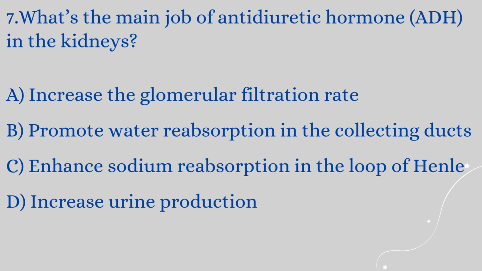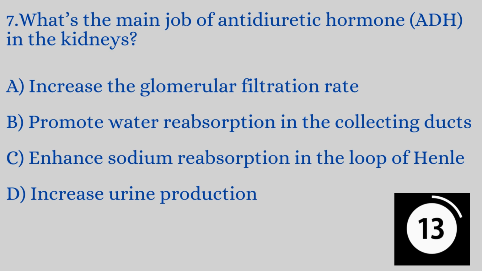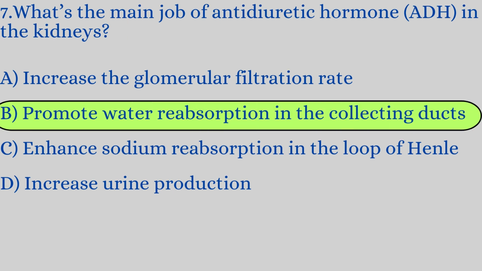7. What's the main job of antidiuretic hormone, ADH, in the kidneys? A. Increase the glomerular filtration rate. B. Promote water reabsorption in the collecting ducts. C. Enhance sodium reabsorption in the loop of Henle. D. Increase urine production. The answer is B. Promote water reabsorption in the collecting ducts.